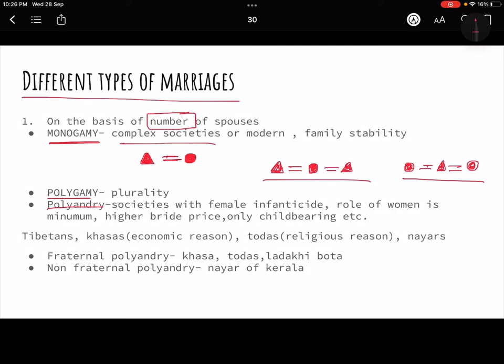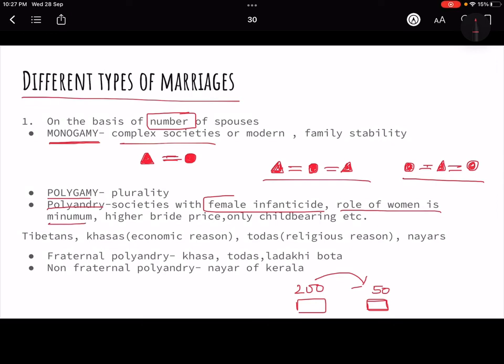Polyandry is basically practiced in societies which have more female infanticide, because over time, if you kill the girls just for a preference of a son, and reproduce more and more sons, then after a point a time will come when you'll have more sons in the group as compared to women. So suppose hypothetically only 50 women are left in this group and there are 200 men, right? Now 200 men have to be married. So these 50 women will be married to 200 men. Of course they will have multiple husbands, because the sex ratio is not equal, right? First thing first.